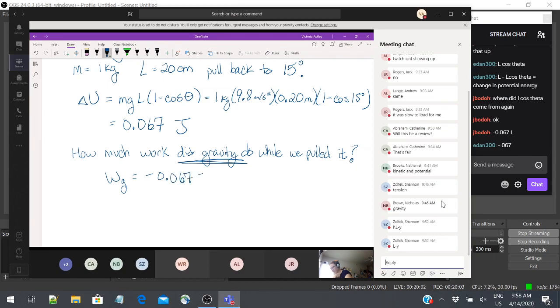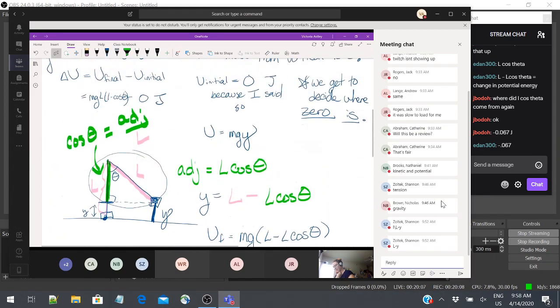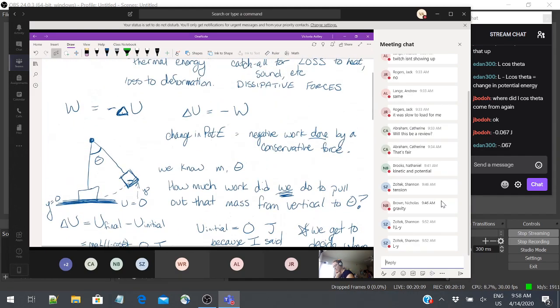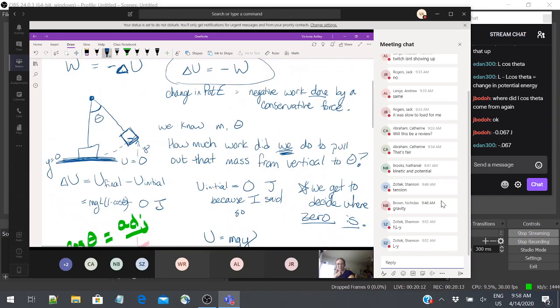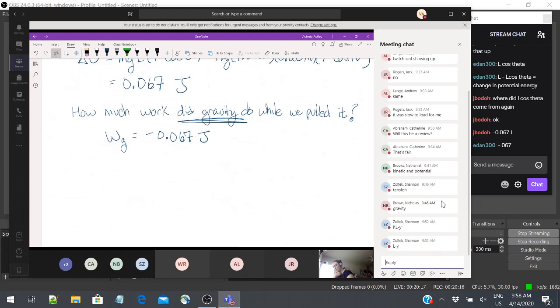Negative 0.067 joules, right? Because work done is the negative change in potential energy, right? Which should make sense. The force of gravity is downward, but we're moving it from here to here. So if we did that whole integral, we should get a negative number because gravity is working against the motion, so it is doing negative work.